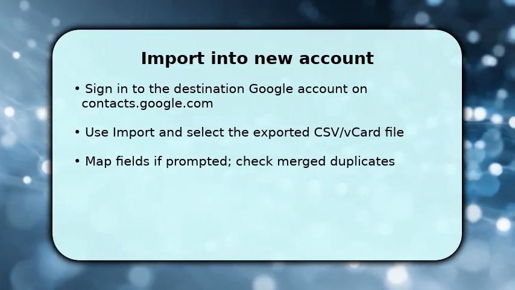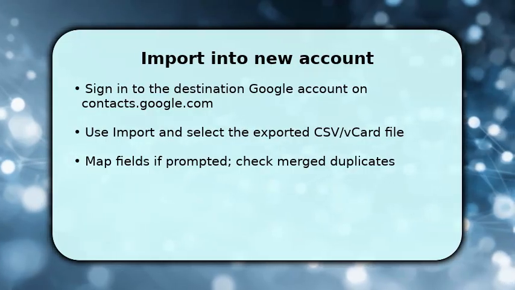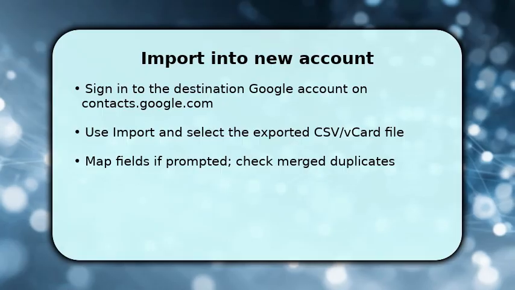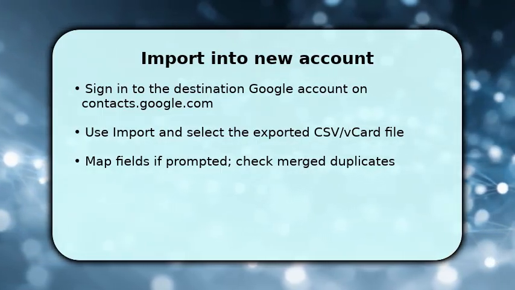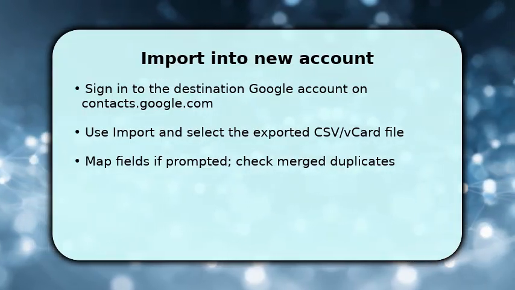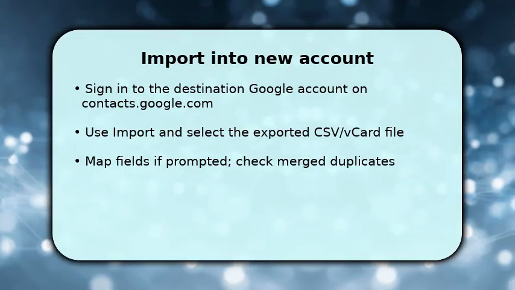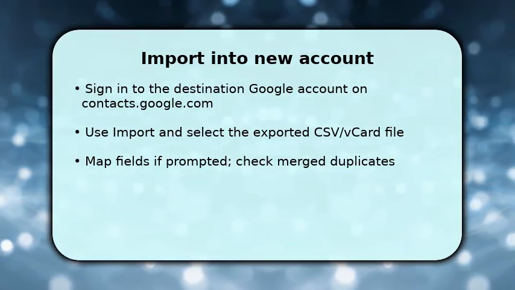Google will create contacts with original fields. If prompted to map columns, match name, email, phone, and notes to preserve data. Once imported, use Merge and Fix to combine duplicates and verify labels transferred correctly. Make sure to check frequently used contacts first, and verify synchronization on your phone so changes populate across devices.